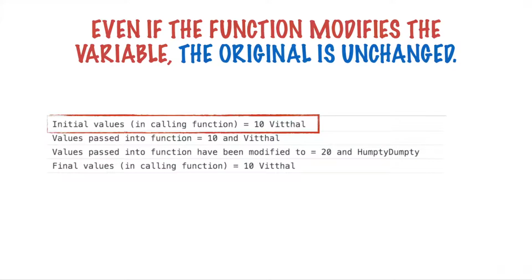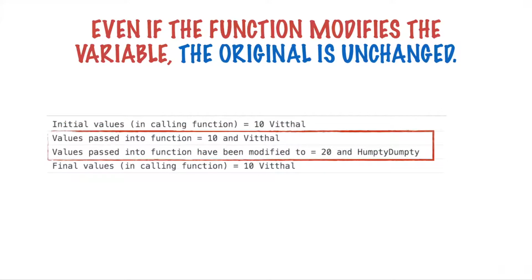Now, when these values are passed into the modify x function, we are first making sure that the values that was passed in was indeed 10 and Vitthal. That's true, that you can see from the first line that's highlighted. And the second line shows you that the values passed into the function have indeed been modified. They've changed to 20 and Humpty Dumpty. So we have indeed modified those values within the modify x function.